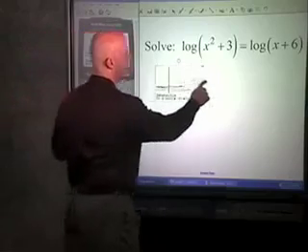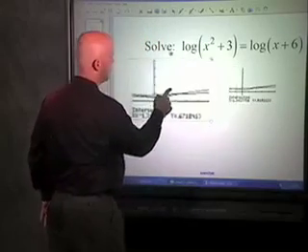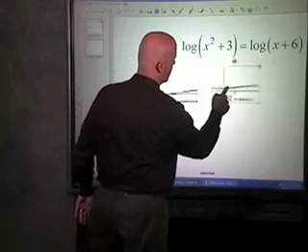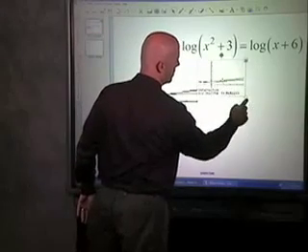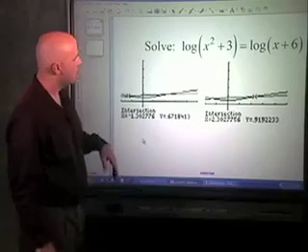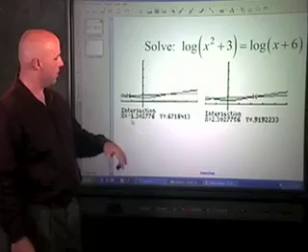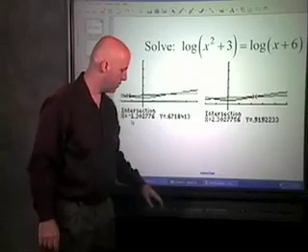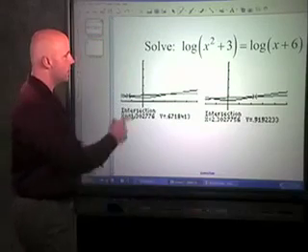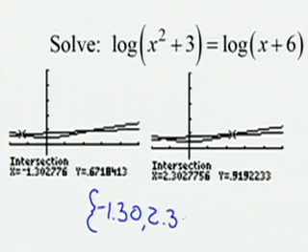Drag that one over as well. Make that a little bit bigger. So we can see from our graph that we have the intersection point at negative 1.30 and at 2.30. That makes our solution set for this equation negative 1.30, comma 2.30.